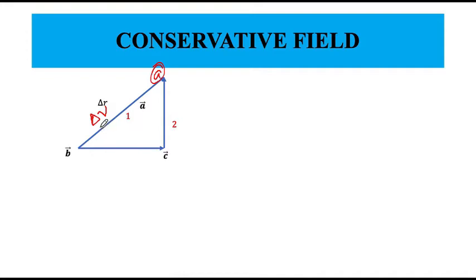This is delta V, or V a minus V of b. So this is some potential that you are going to get if you follow path number 1, which is a straight line from b to a.